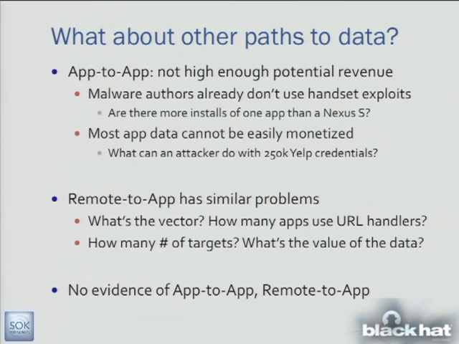Remote-to-app has similar problems, right? If I want to exploit individual applications, what's the vector? Can I actually reach that application? How many applications register URL handlers that I can call them through? It's very difficult to find a large enough number of targets. So in the data, we see no evidence of app-to-app or remote-to-app. These attacks are not happening now for mass malware.